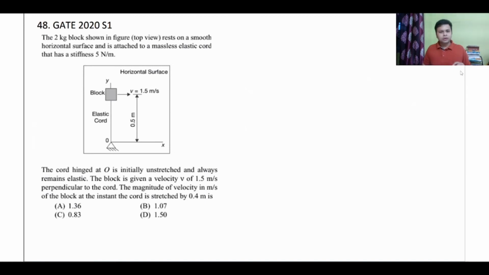The block is given a velocity of 1.5 meter per second perpendicular to the cord. The magnitude of velocity in meter per second of the block at the instant the cord is stretched by 0.4 meter is? So what concept can we use here? Now the cord is getting elongated, it is getting stretched. So if it is getting stretched, there must be some amount of strain potential energy, right? Strain energy stored in the cord.